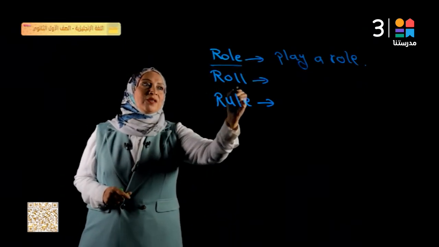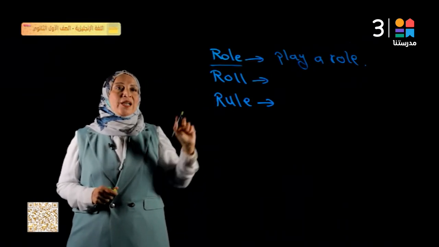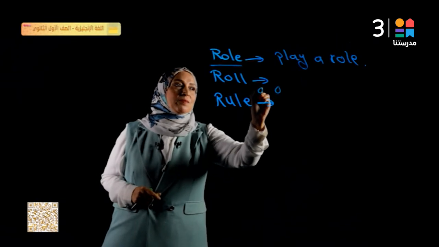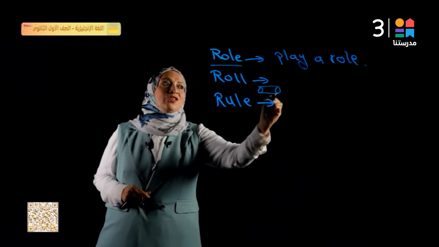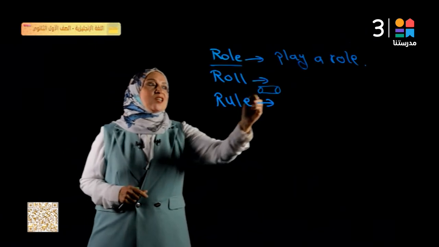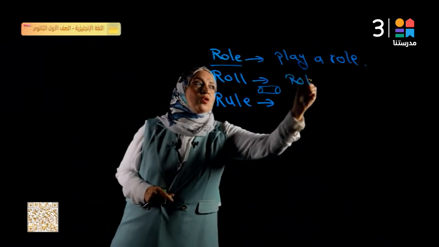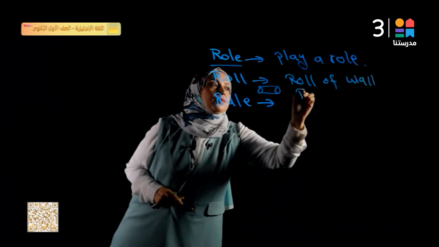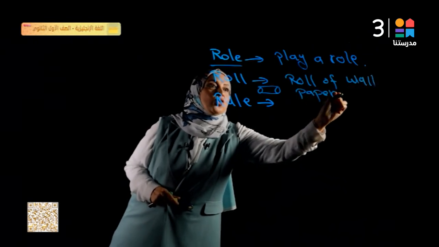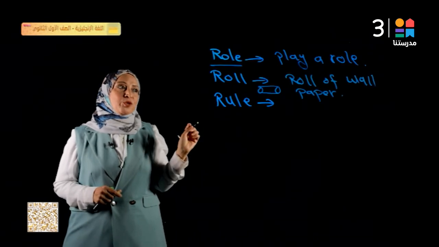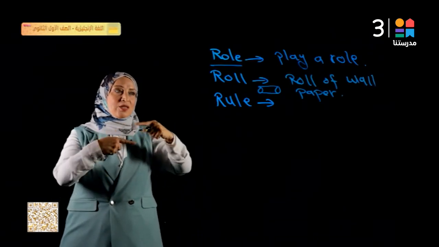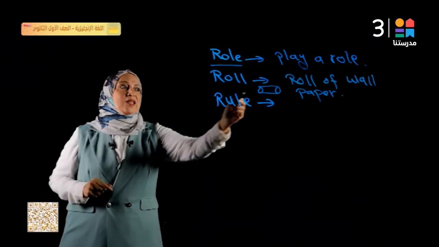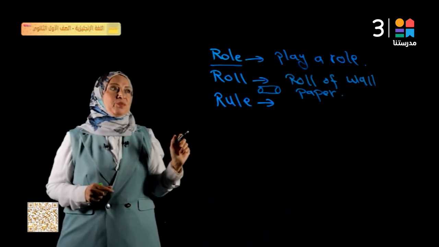What about roll, R-O-L-L? It means something which looks like this. Looks like a cylinder. So we can say roll of wallpaper. Roll of wallpaper. Or a roll of toilet paper or kitchen paper. So a roll, something which is in a cylinder form, like this, a roll of paper.